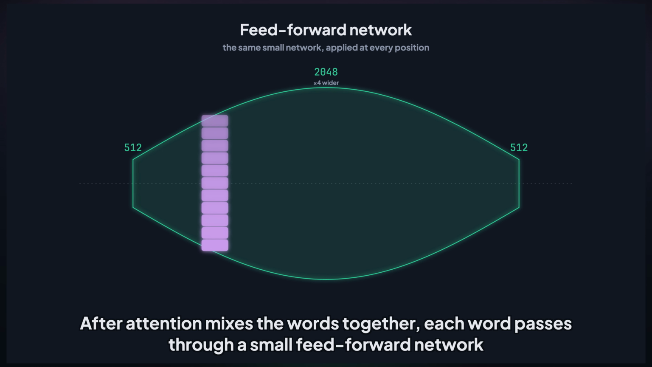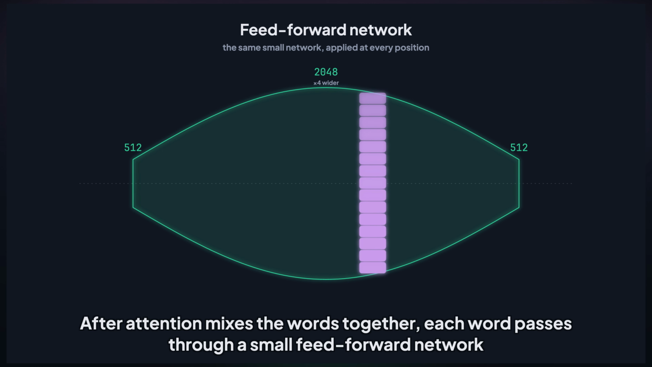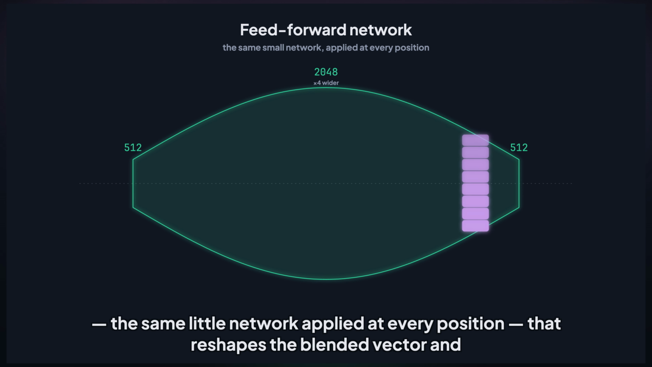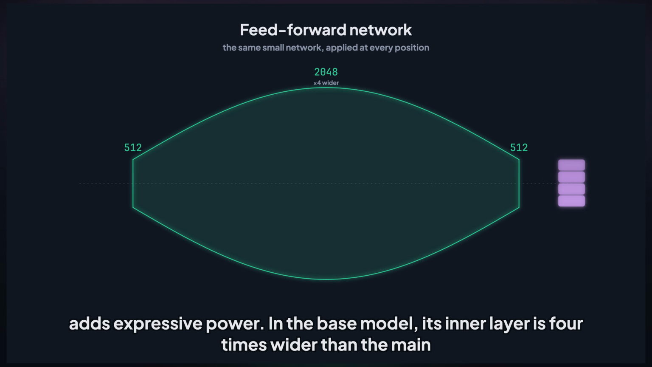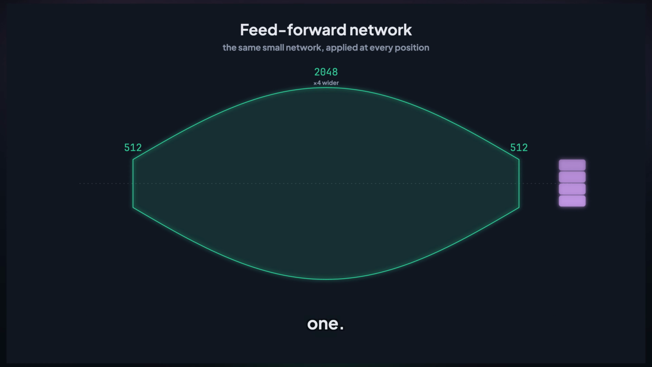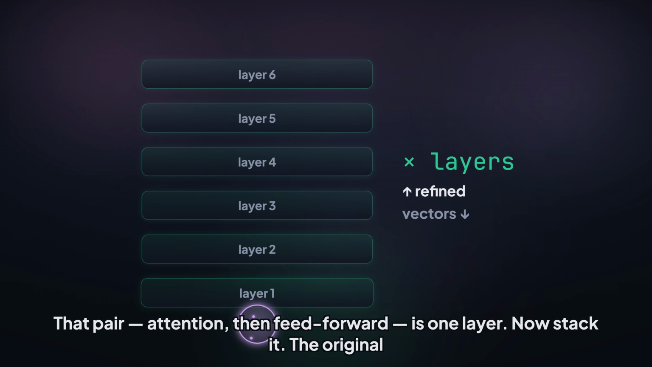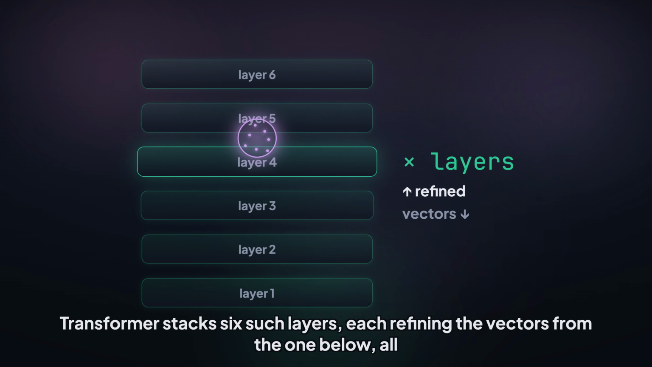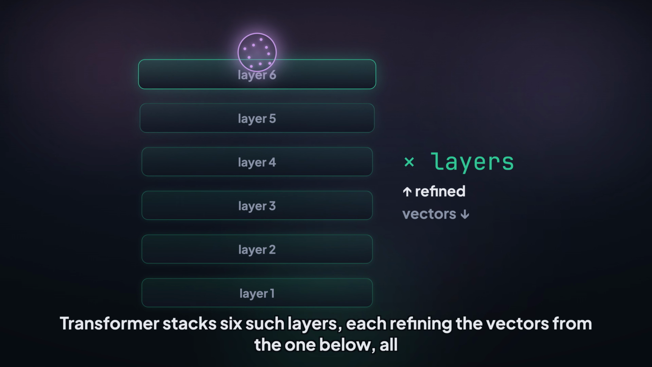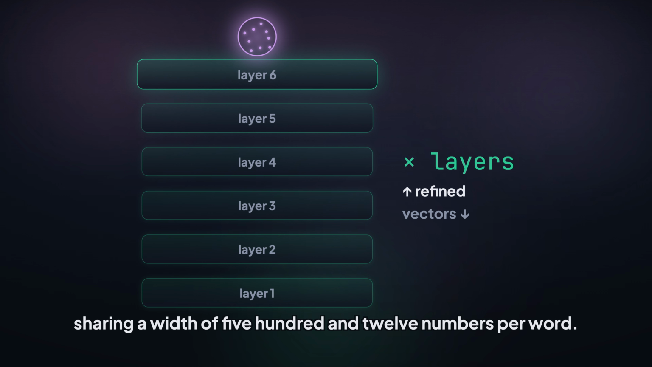After attention mixes the words together, each word passes through a small feed-forward network, the same little network applied at every position, that reshapes the blended vector and adds expressive power. In the base model, its inner layer is 4 times wider than the main one. That pair, attention then feed-forward, is one layer. Now stack it. The original transformer stacks 6 such layers, each refining the vectors from the one below, all sharing a width of 512 numbers per word.